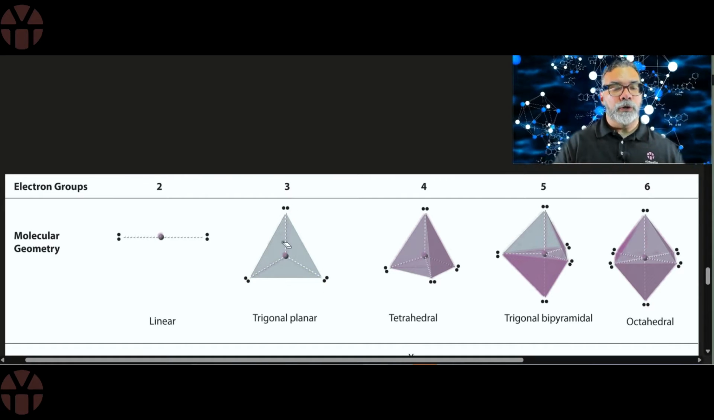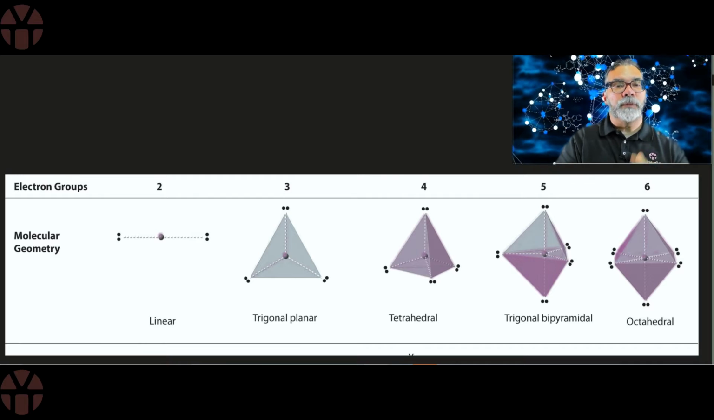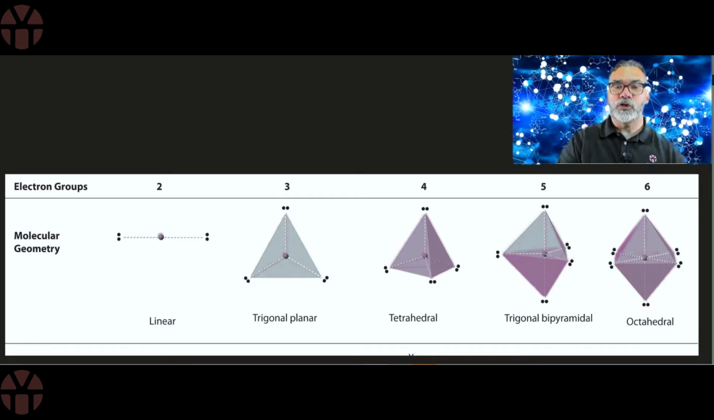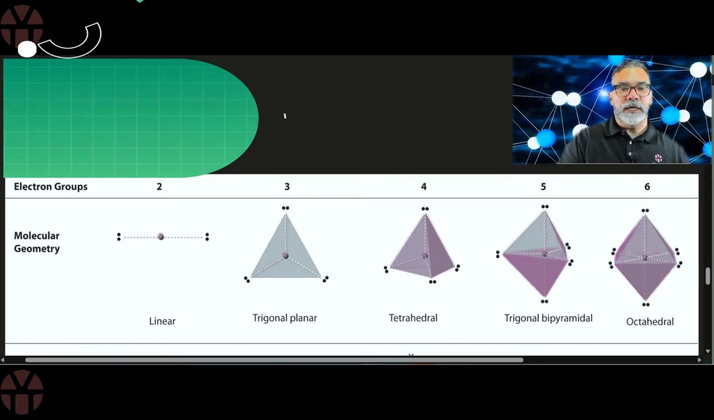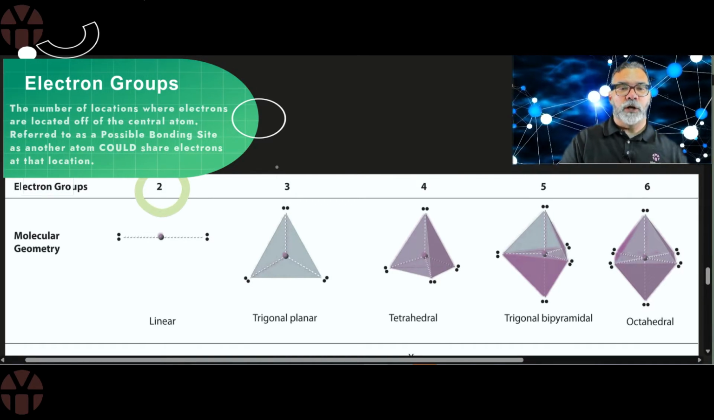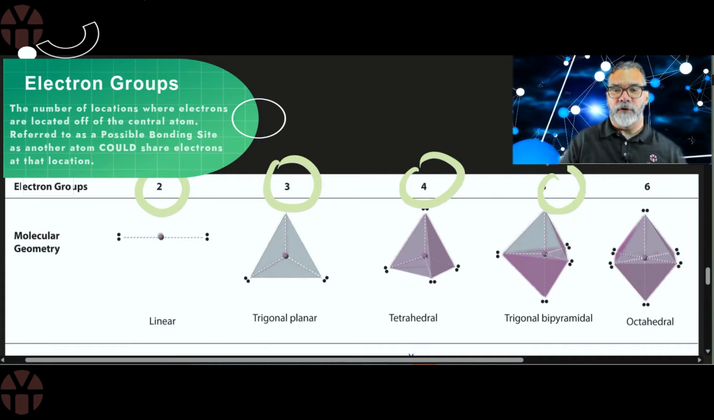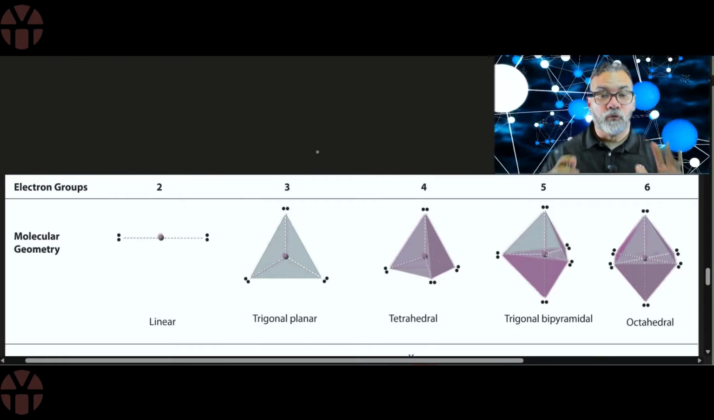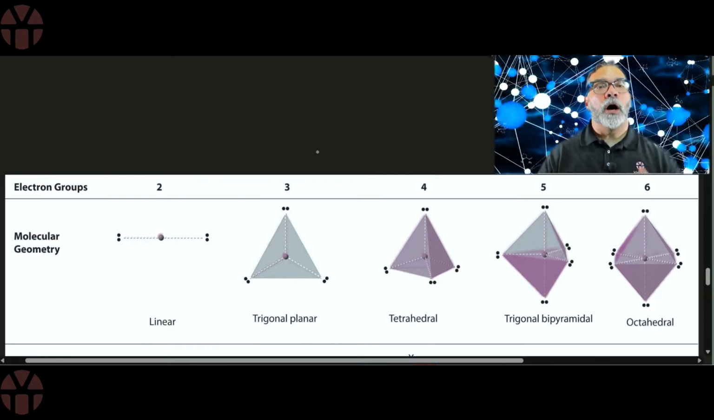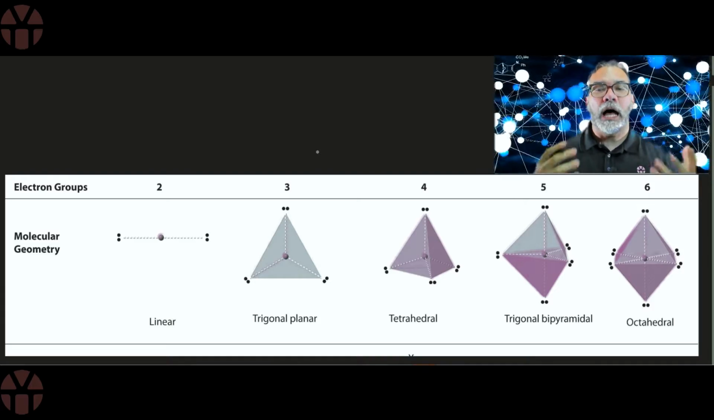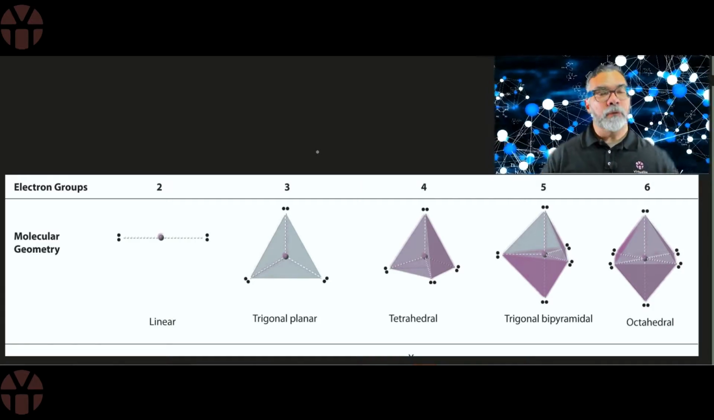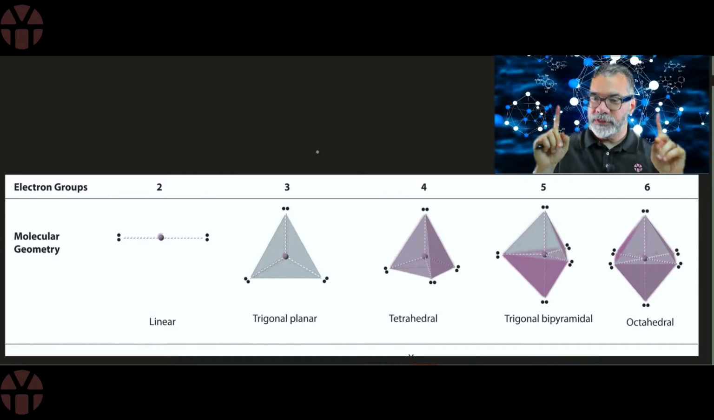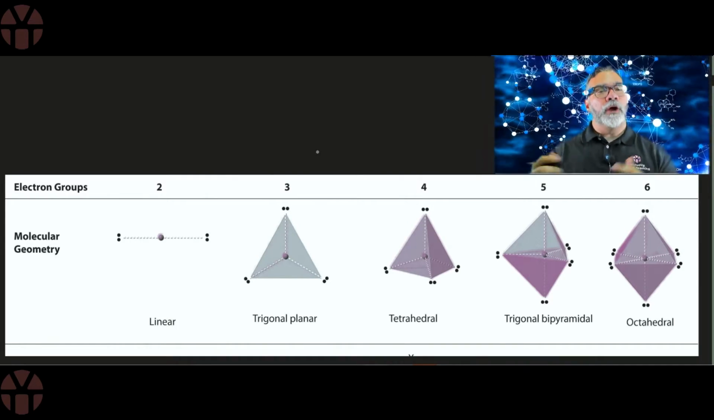Now, what I want you to notice is that on top of each of these molecular shapes, there is this number. So electron groups, 2, 3, 4, 5, 6, etc. I'm not going to refer to these as electron groups. Instead, I'm often going to refer to these as possible bonding sites. And what I mean by that is where could, notice the emphasis on could, where could another atom hook up?